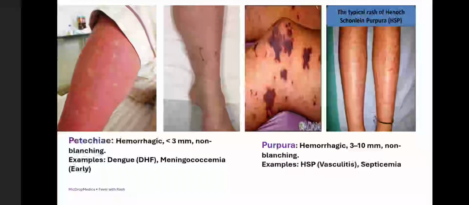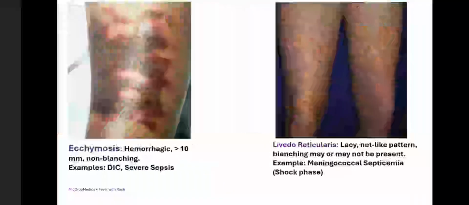Here on the extreme left hand side, we can see the classic rash of dengue, isles of white in a sea of red. Whereas on the extreme right hand side, we have the typical rash of Henoch-Schönlein purpura, non-blanching palpable purpura involving lower extremities, especially the shins and the ankles.